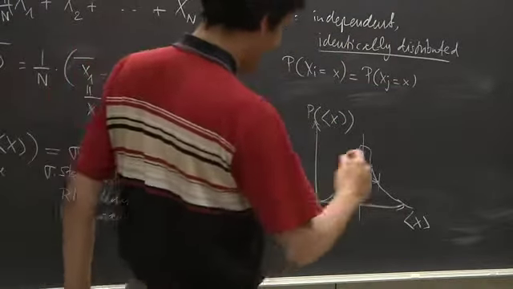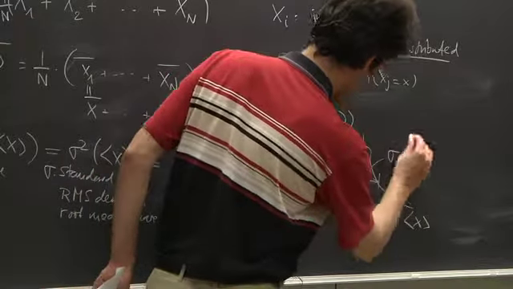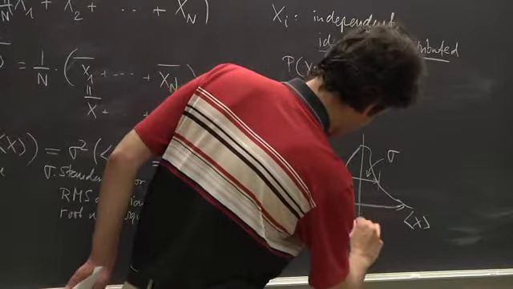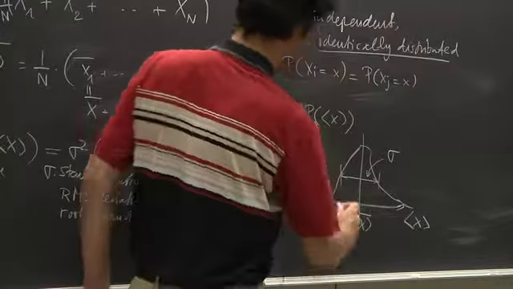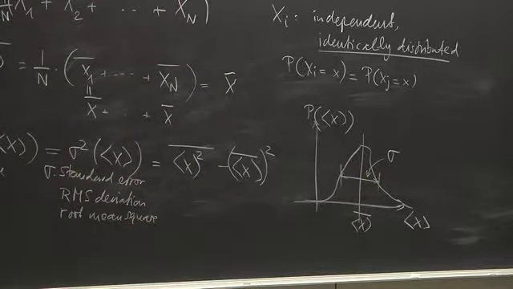Tell me if I'm going too fast, or if I'm going too slow also. Okay. So this is the average, and this is a typical measure of fluctuations, right?